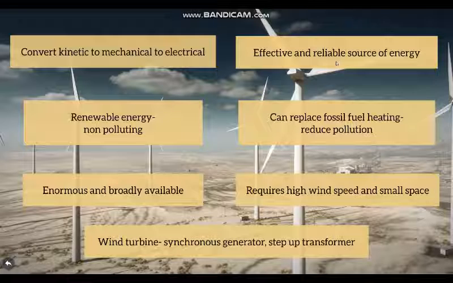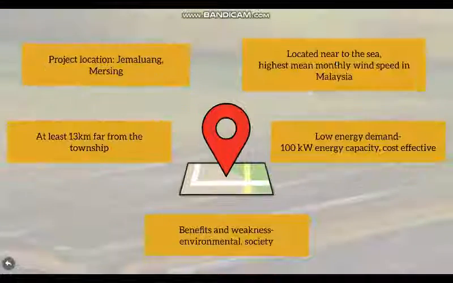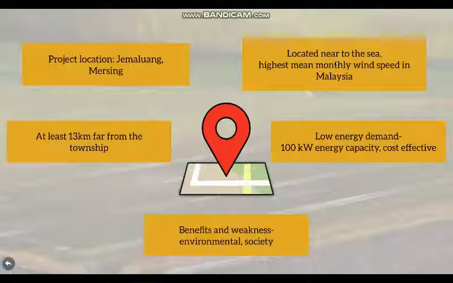Wind power plant requires high wind speed as it wants to generate electricity. We have chosen Jemaluang Mersing as our project's location. It is located at least 13 km far from the township and near to the sea with the highest mean monthly wind speed in Malaysia. It also requires low energy demand and it is cost effective.